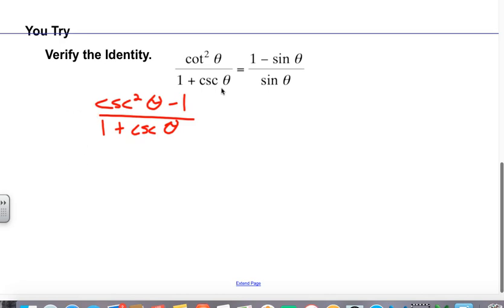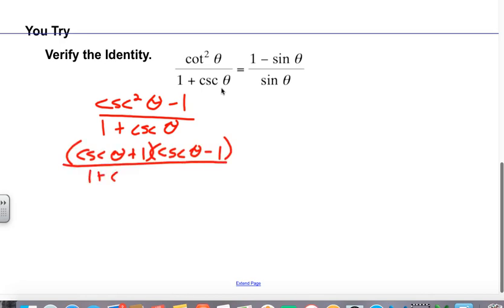So I'm going to factor the numerator. I'm squaring cosecant theta, and I'm squaring 1. So I'm going to do cosecant theta plus 1 and cosecant theta minus 1. Then the bottom, of course, I have 1 plus cosecant theta. And the factor cosecant theta plus 1 and 1 plus cosecant theta are the same thing, so those are just going to cancel each other out. So I'm left with cosecant of theta minus 1.